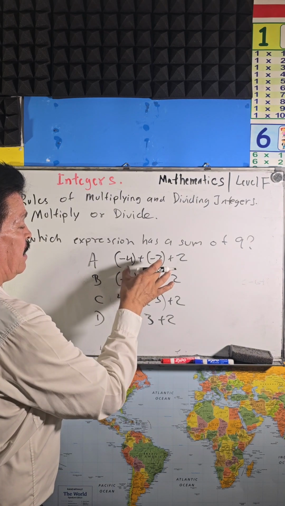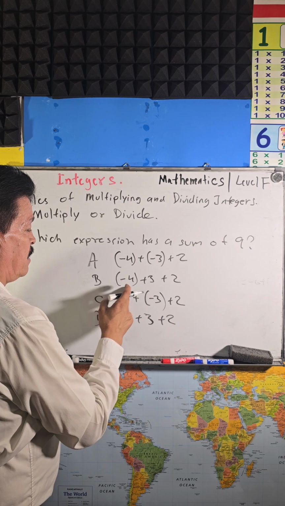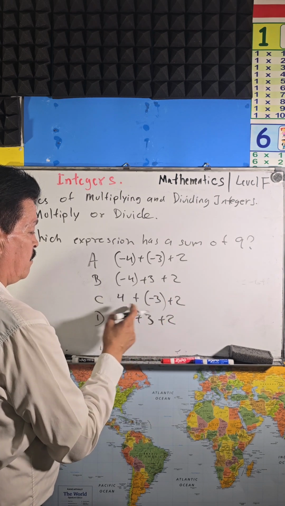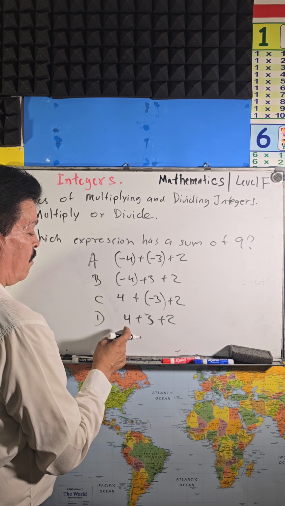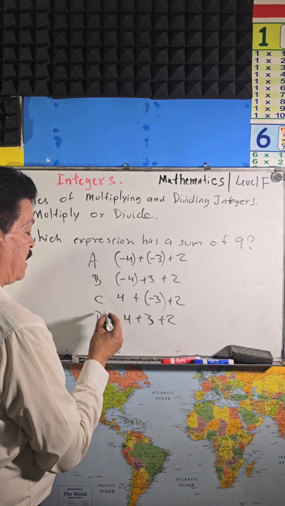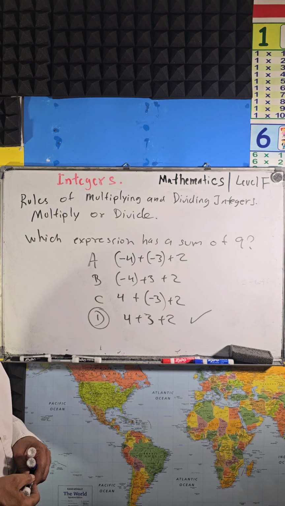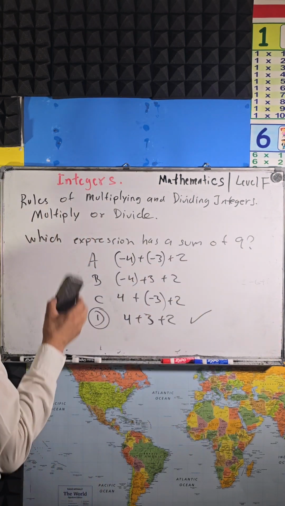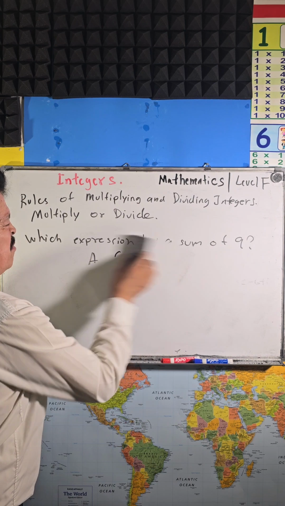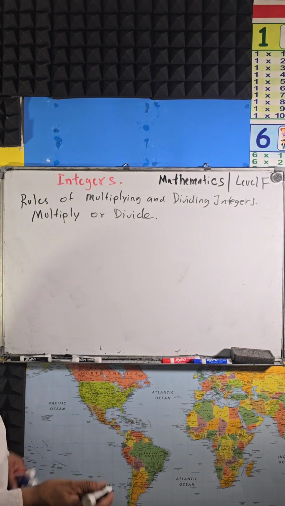Here, negative 7 plus 2 is negative 5. Is negative 1. We have negative here 6. No. 4 plus 3 is 7 plus 2 is 9. This is the right answer. So here you have the right answer. All right. You have to practice this problem a lot. It's very, very easy. Once you know, it's very easy.